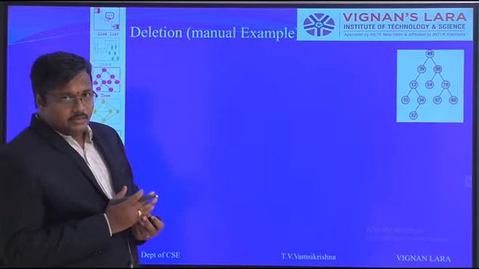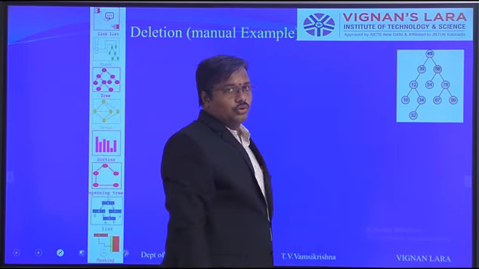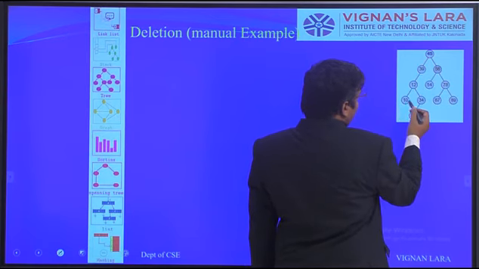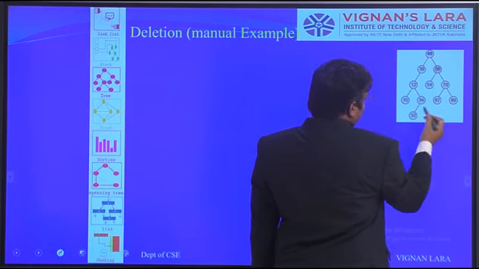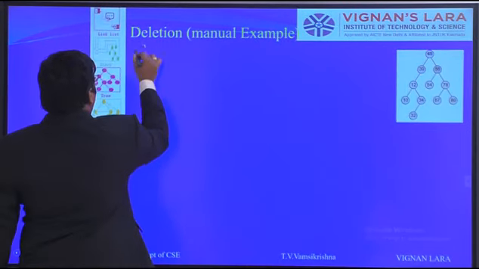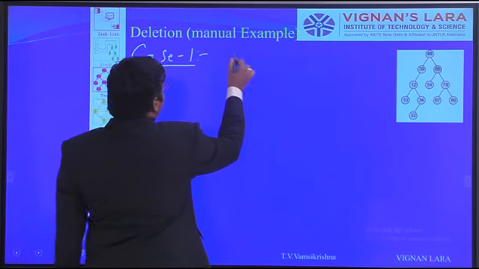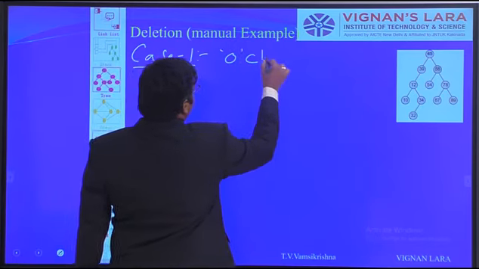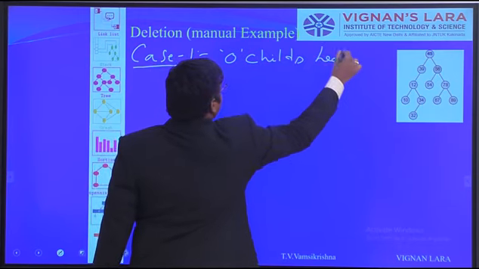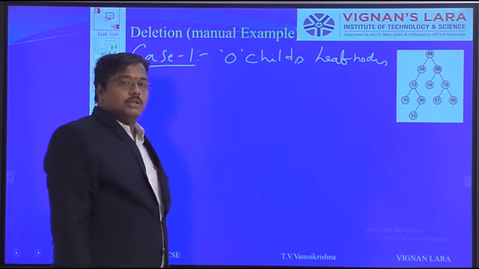So first, a manual example. Say this is a tree. Here 45 is the root node, then 39, 56, 12, 54, 78, 10, 34, 67, 89, 32. Here the first case, case 1, is 0 children. 0 children is nothing but leaf nodes.